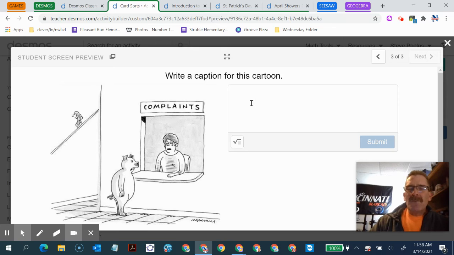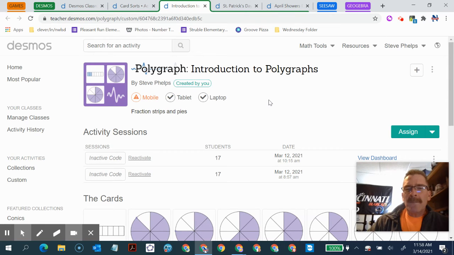And then we also talked about writing captions for cartoons. Again, these are things that can be done in Desmos. So if you need to practice some writing skills and you want to see what all your kids are doing at one time, this is a great way to do this. We also looked at something called a polygraph. This is where students are paired up randomly with another student, and it's kind of like 20 questions.